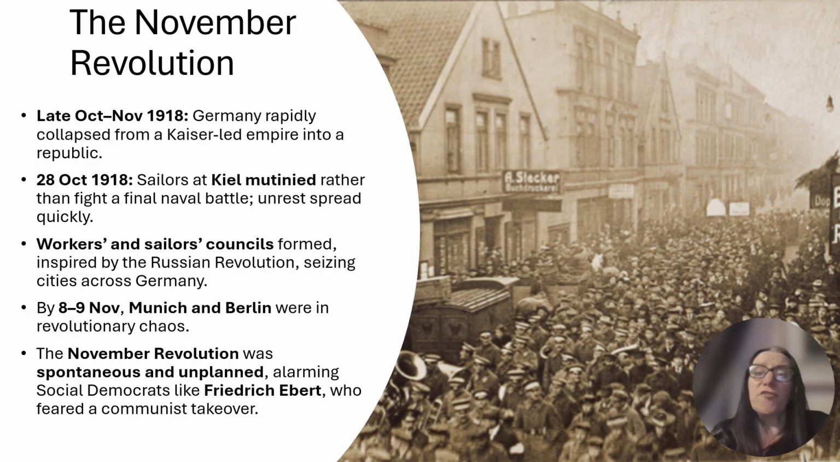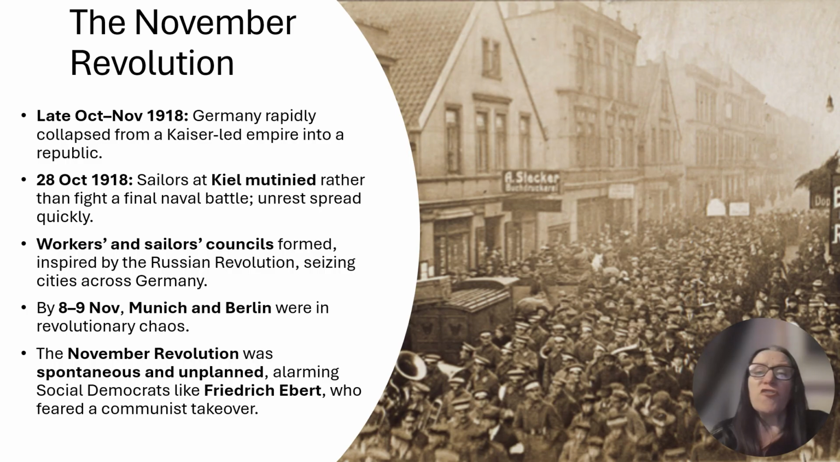This is what the historians call the November Revolution, and here's something really important to understand. It wasn't organised. It wasn't planned by a political party. It was a spontaneous explosion of anger from people who had simply had enough. That makes it different from the Russian Revolution, and it matters for how you explain what happened next.